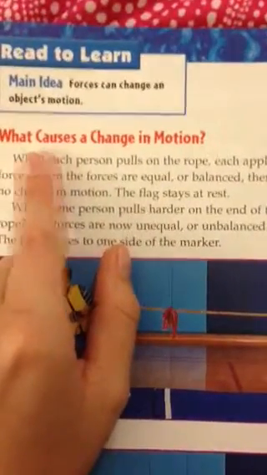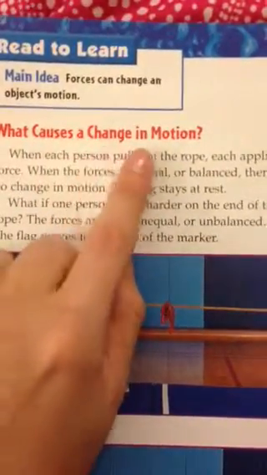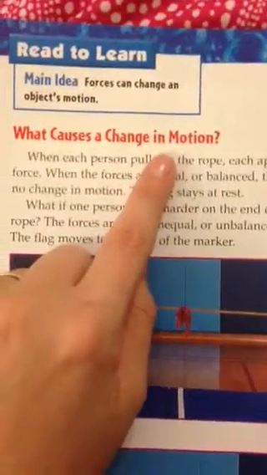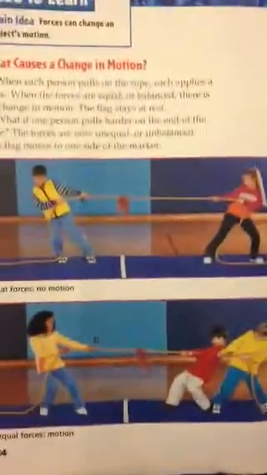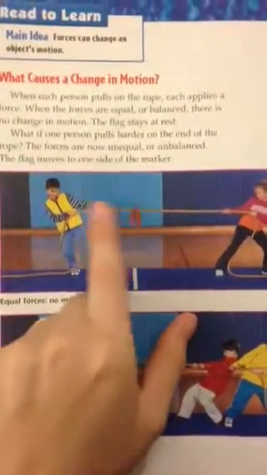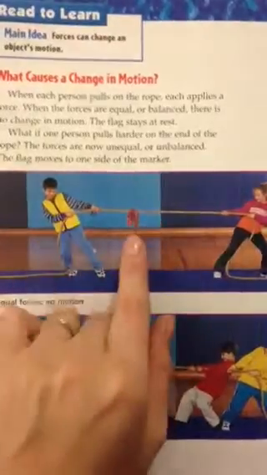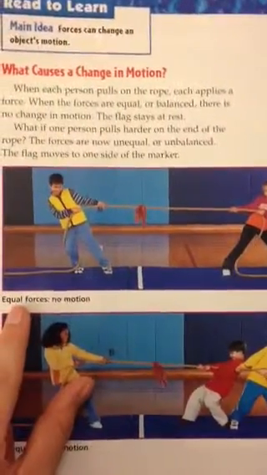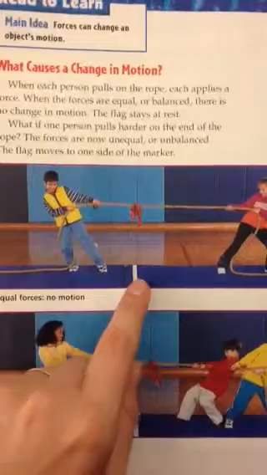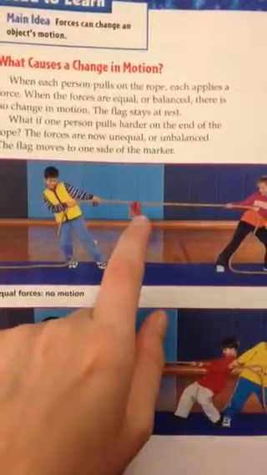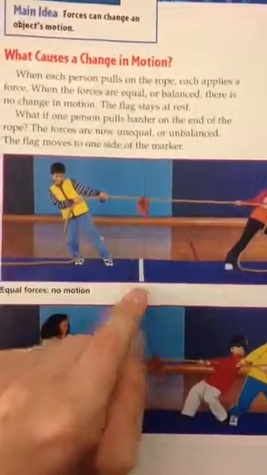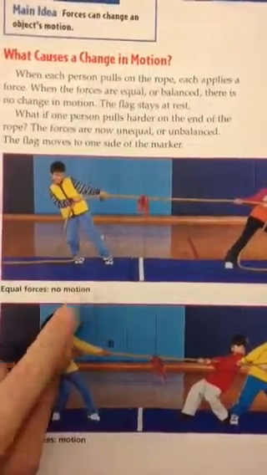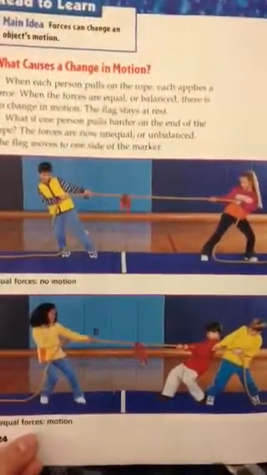If I look at my heading, it says, what causes a change in motion? So I know I'm going to be learning about what is causing this movement. And if I look at some pictures at the bottom of the page, I can see two students playing tug of war. Here there are equal forces, there's no motion. The starting line for the middle of the rope is exactly where it still is, so there has been no motion.